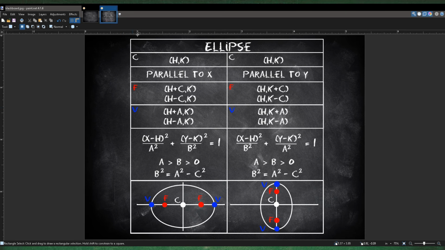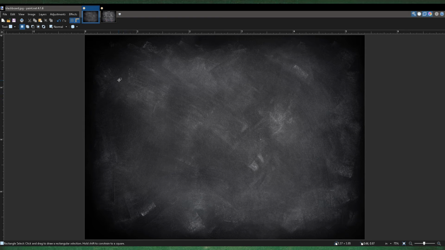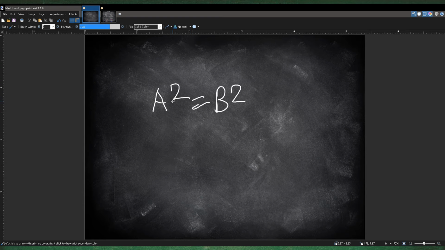For circles, an ellipse is basically a circle if a squared is equal to b squared. If you substitute them together, it would be this number over a squared plus that number over a squared. Basically, these are going to be the same number. If these are the same numbers, then it's going to be a circle. Same case here: if a squared is equal to b squared, then it's going to be a circle.